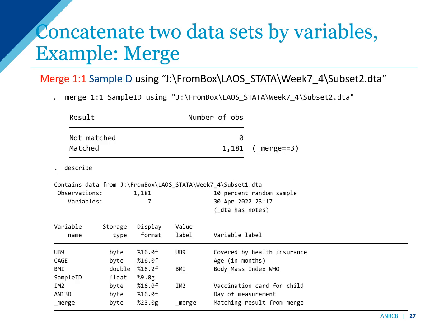With subset 1 open, we use the merge 1-to-1 command with sample ID using the file path to the subset 2 dataset. You can see that it gives us a result in which all of the 1,181 observations were successfully matched and 0 were not matched. We can use describe to see that all of our variables are in the new dataset with no duplicates.